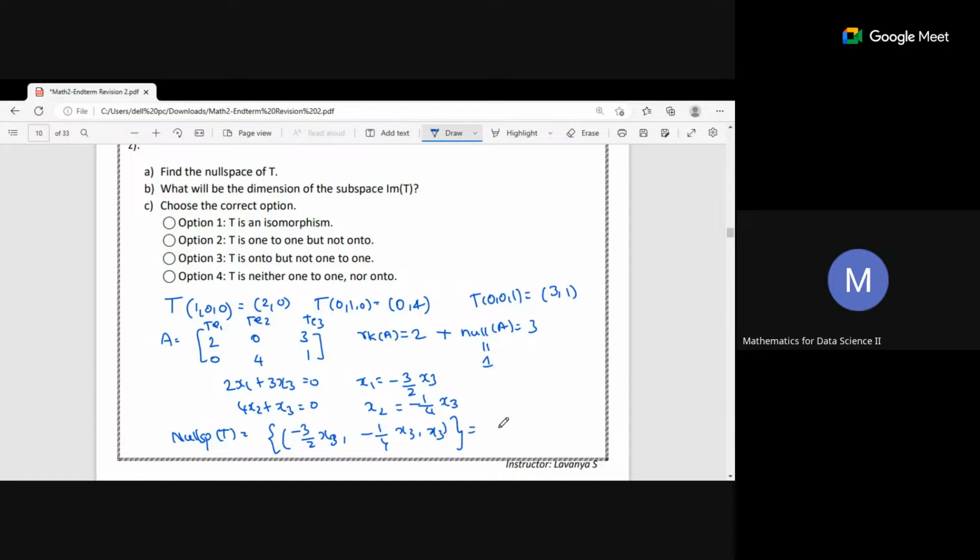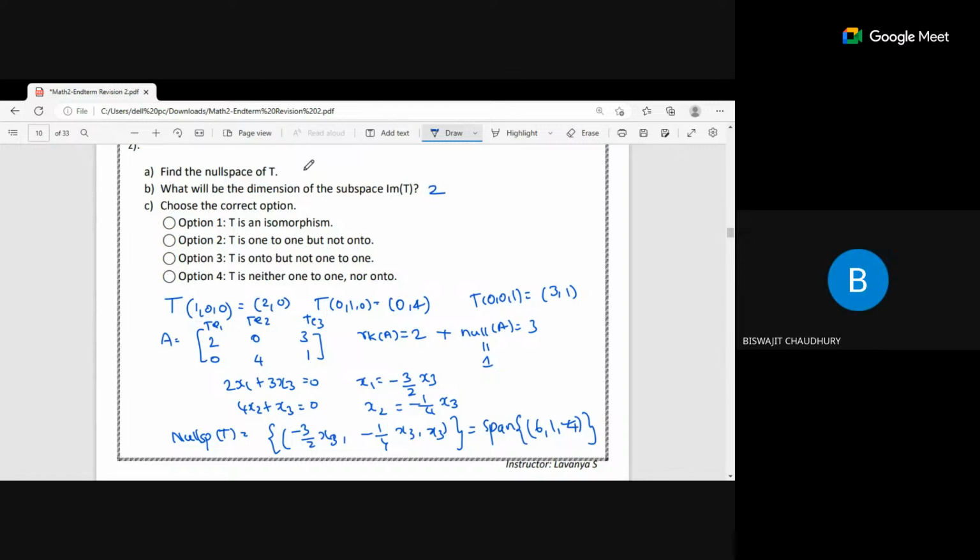If you want to write it without fractions, what will you get? Can you give a basis element? Multiplying by 4 is easier, right? Multiplying by 4 throughout, you get (minus 6, minus 1, 4). Yes. Okay. So this is the null space of T. What will be the dimension of the subspace image of T?